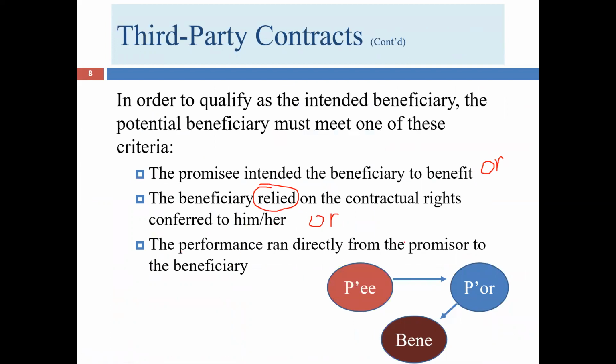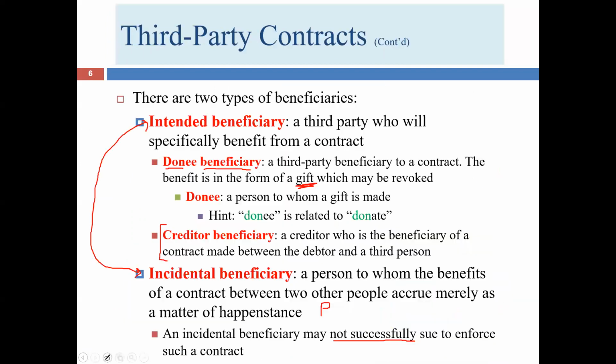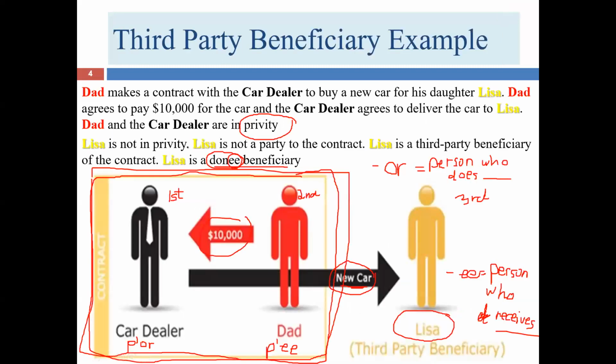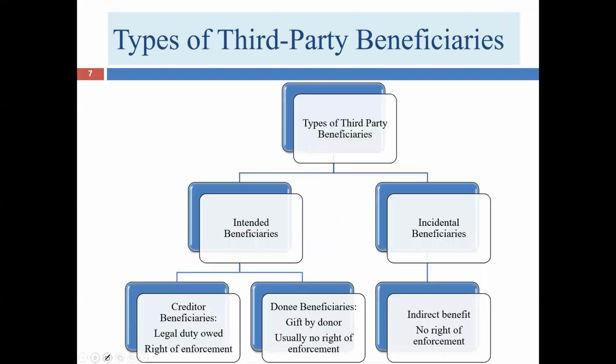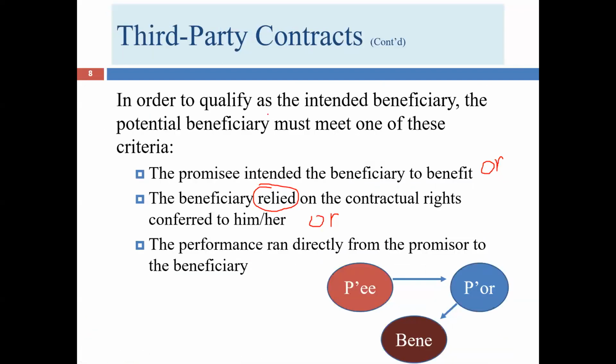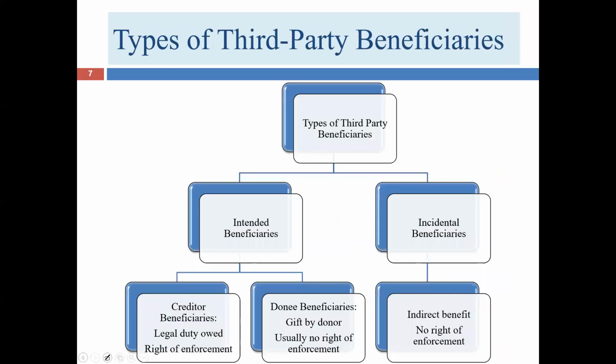Also, the performance ran directly from the promisor to the beneficiary. And you can see in our scenario that certainly happened. Literally, the car dealer drives it over to Lisa for delivery. So any of those can happen to make the beneficiary the intended beneficiary. But still keep in mind, an intended beneficiary does not automatically have rights of enforcement.